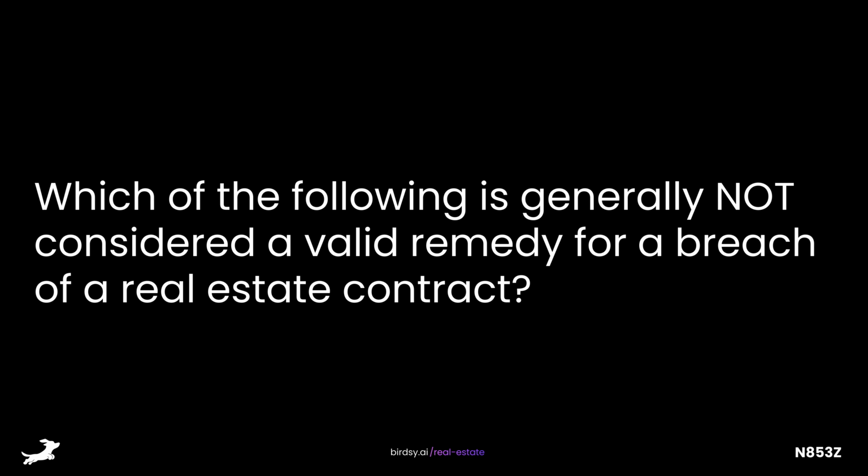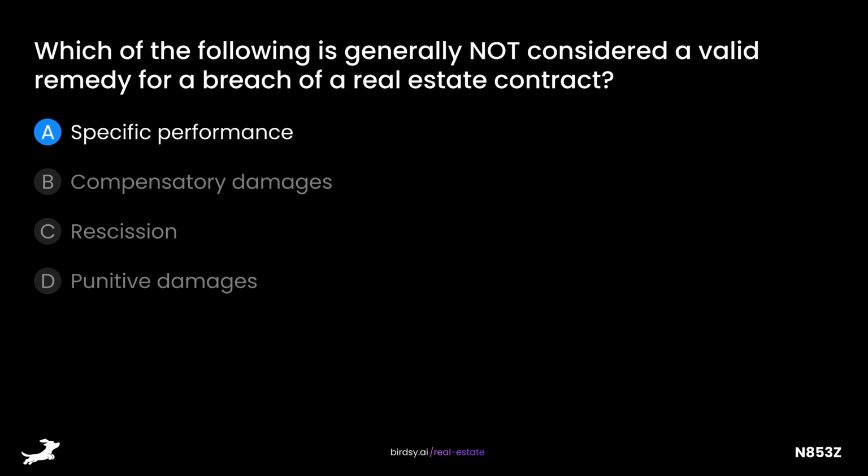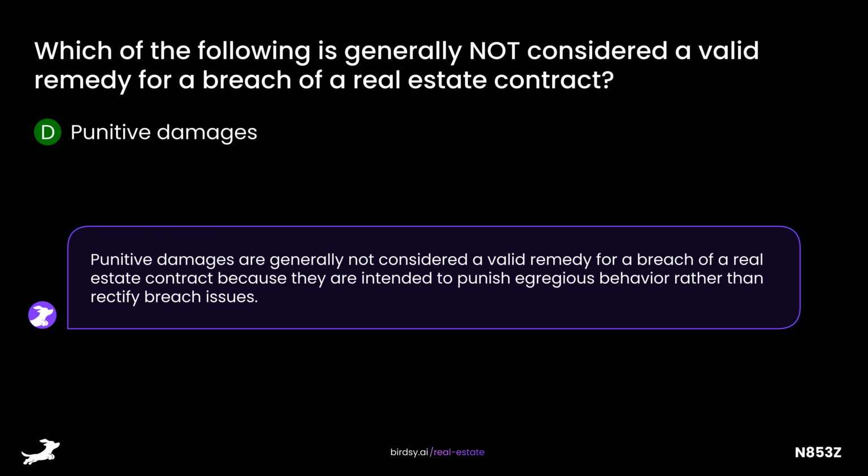Which of the following is generally not considered a valid remedy for a breach of a real estate contract? Is it A, specific performance? B, compensatory damages? C, rescission? Or D, punitive damages? The answer is D, punitive damages. Punitive damages are generally not considered a valid remedy for a breach of a real estate contract because they are intended to punish egregious behavior rather than rectify breach issues.